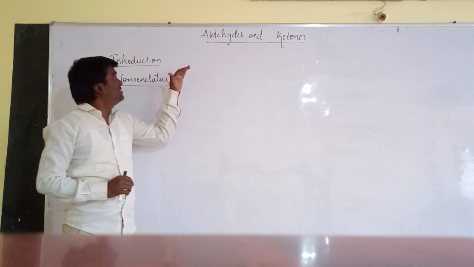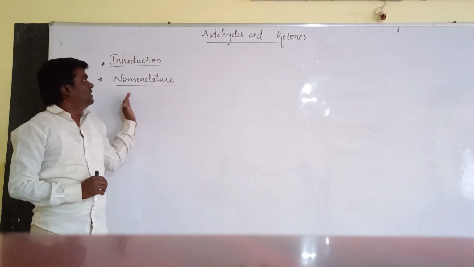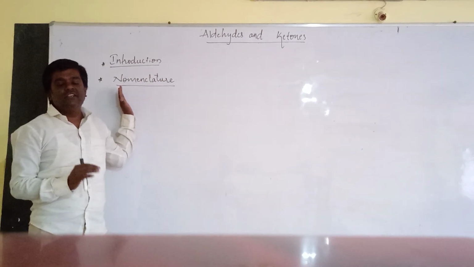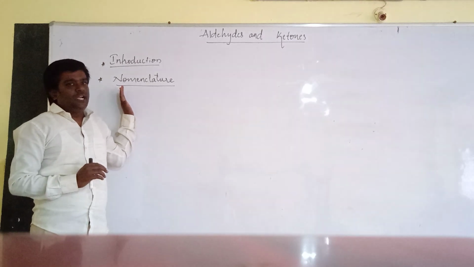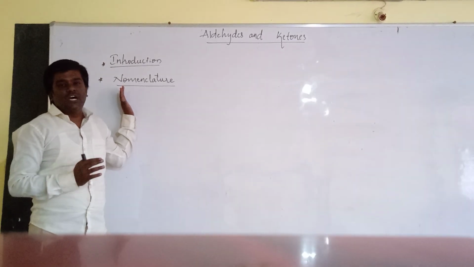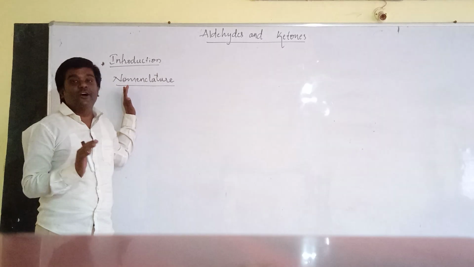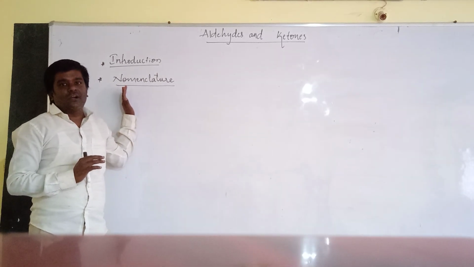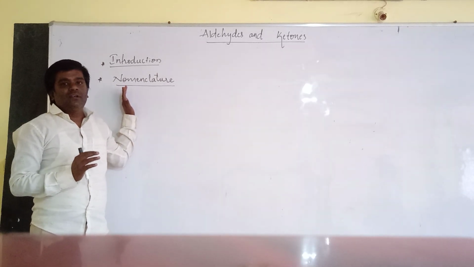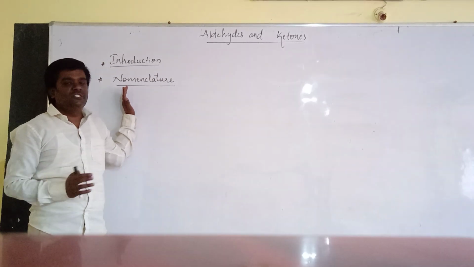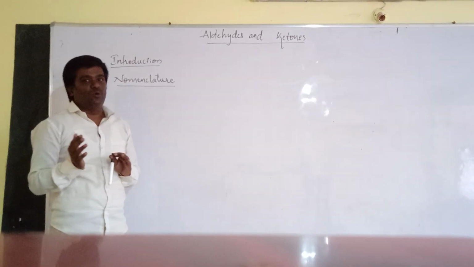Yesterday in class we discussed the introduction to aldehydes and ketones. Aldehydes and ketones are generally known as carbonyl compounds. Carbonyl compounds are those in which the carbon is bonded with the oxygen by a double bond.